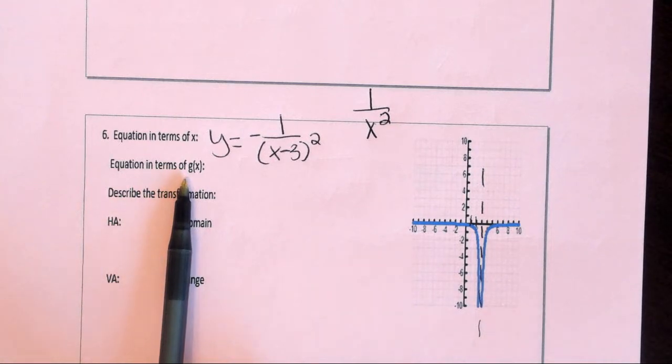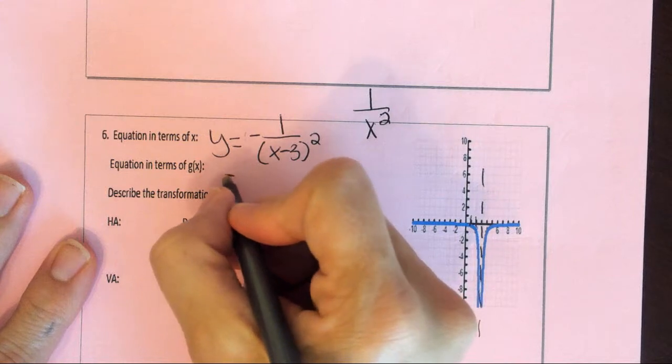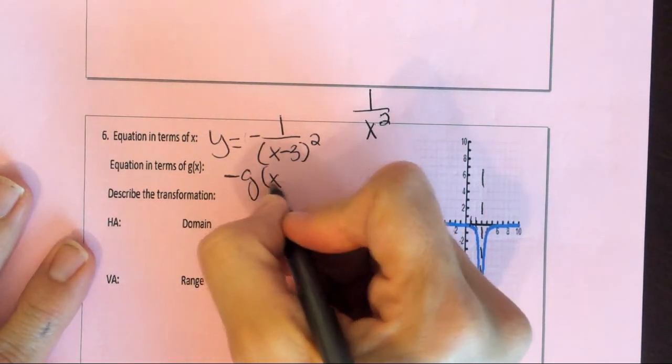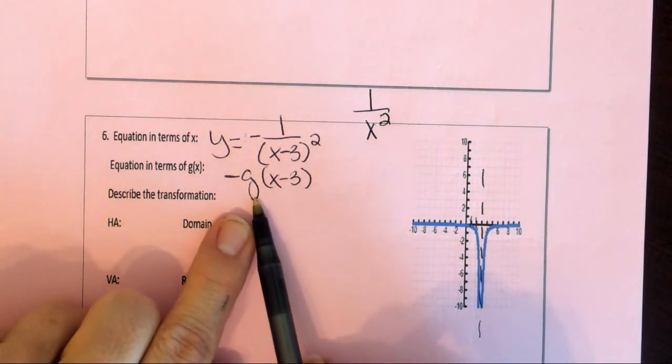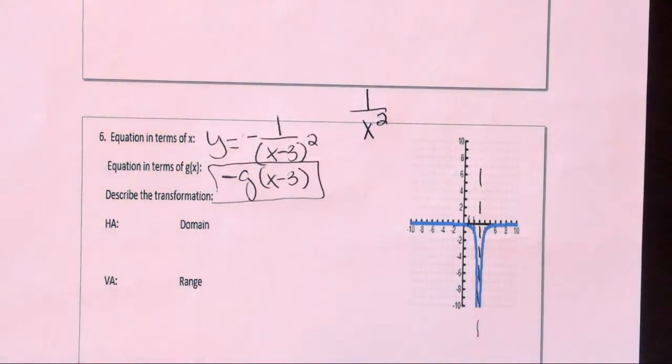Now they want me to do it in terms of g of x. When you do the g of x, there's a negative out front, so I write a negative. I do the g. Whatever's in parentheses goes next. I don't need the square. The g tells me to do the square. I'm not adding or subtracting anything, so that's it.